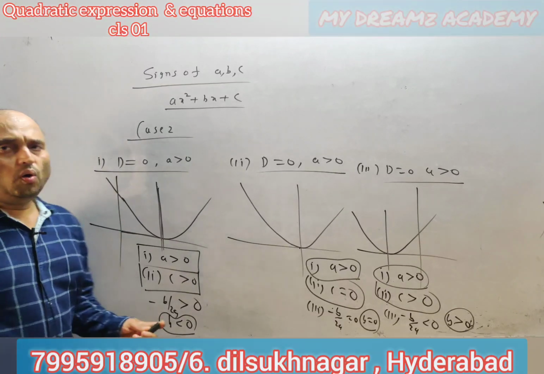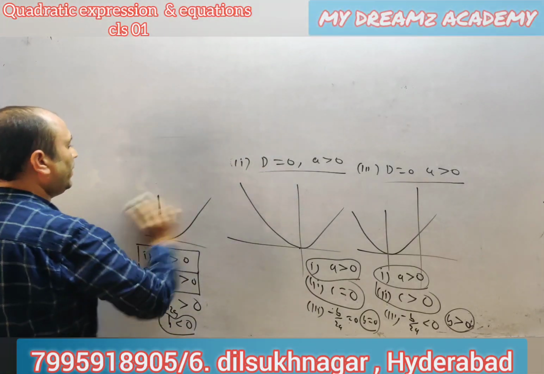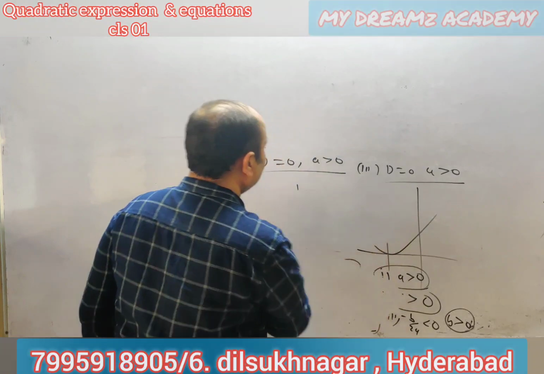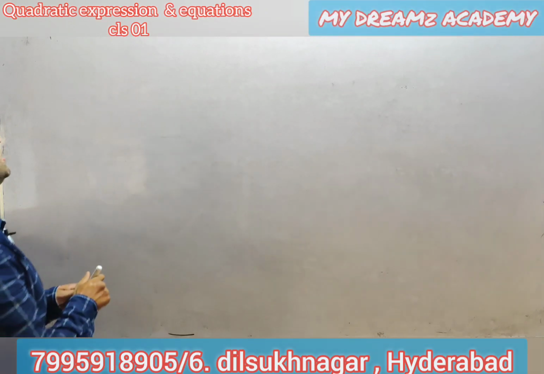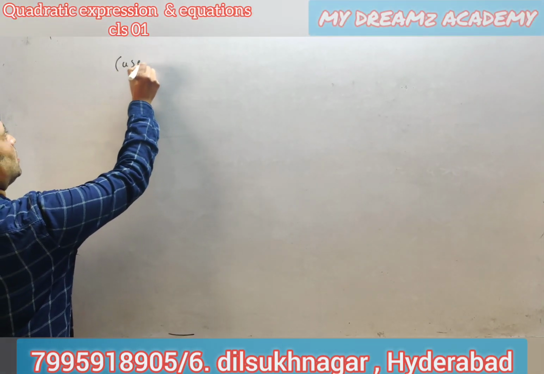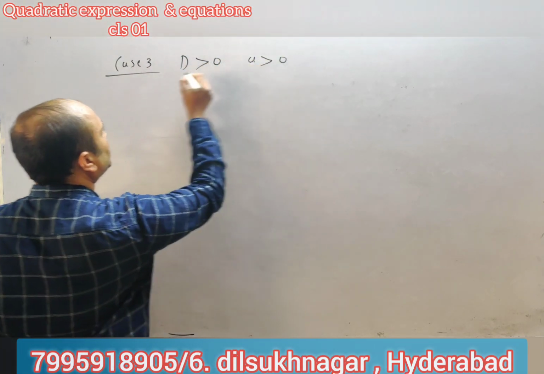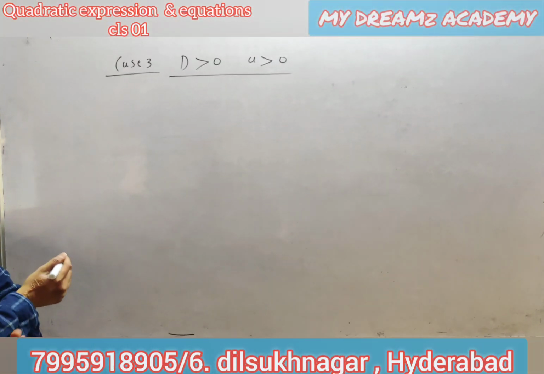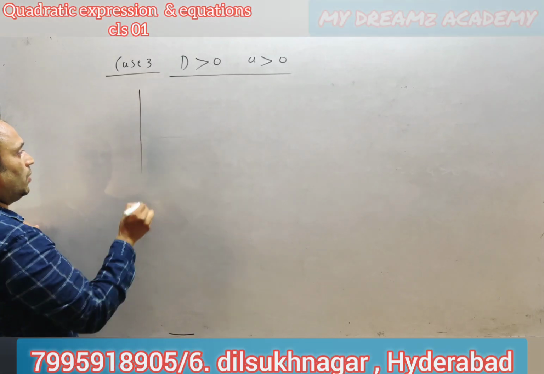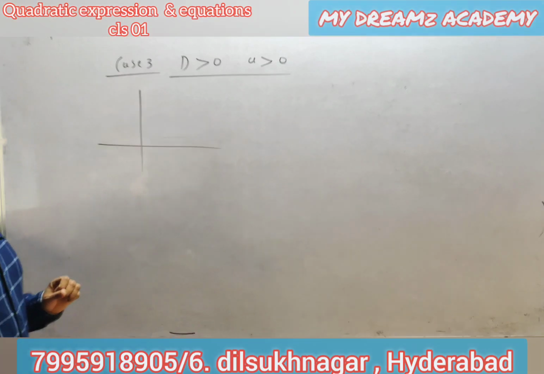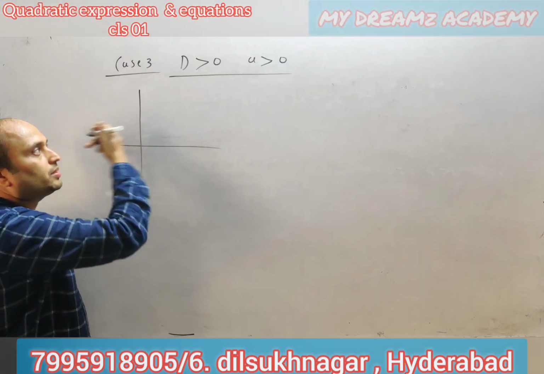So now I want to explain the third case. Suppose case 3, the discriminant is greater than 0. Here we will get the different cases. Case 3: the discriminant is greater than 0 and a is greater than 0. Here we already know that a is greater than 0, that is an upward parabola, and the discriminant is greater than 0, so our curve intersects at 2 points. We get the two real roots.